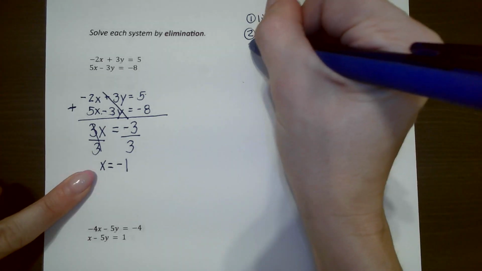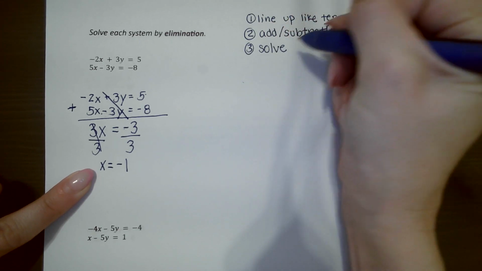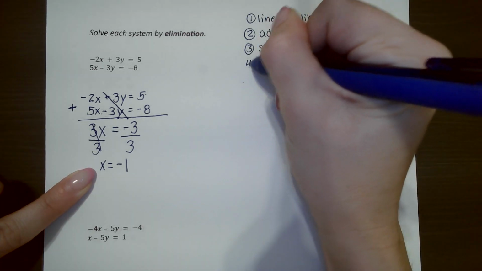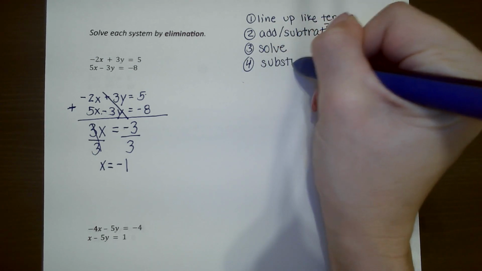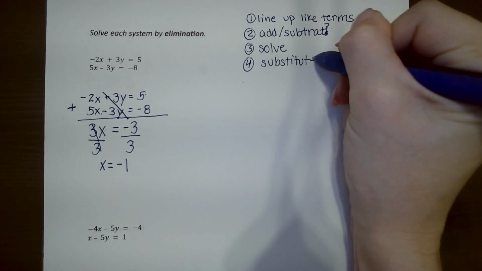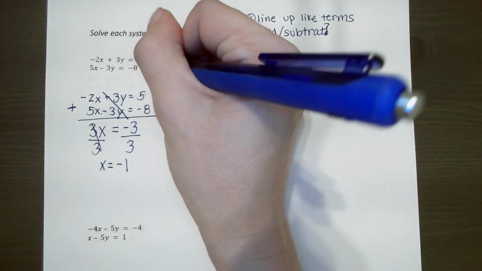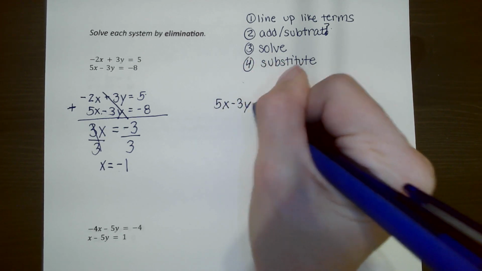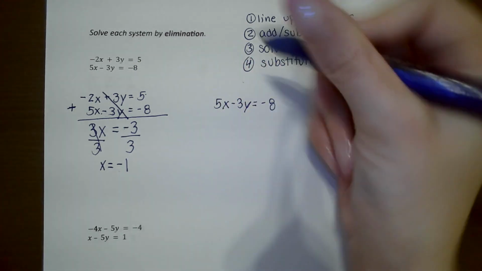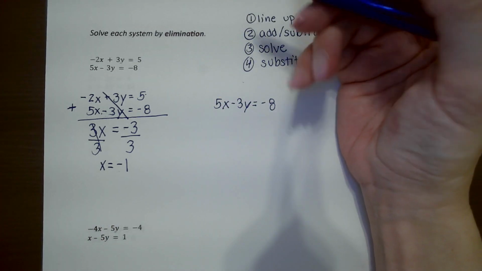Now that we've solved for one variable, we are now going to substitute that answer in to find the other variable. So we solved for x, so I'm going to pick one of these equations. I'm going to use 5x minus 3y equals negative 8. It can be either one. They will both give you the same answer if you do the steps correctly.